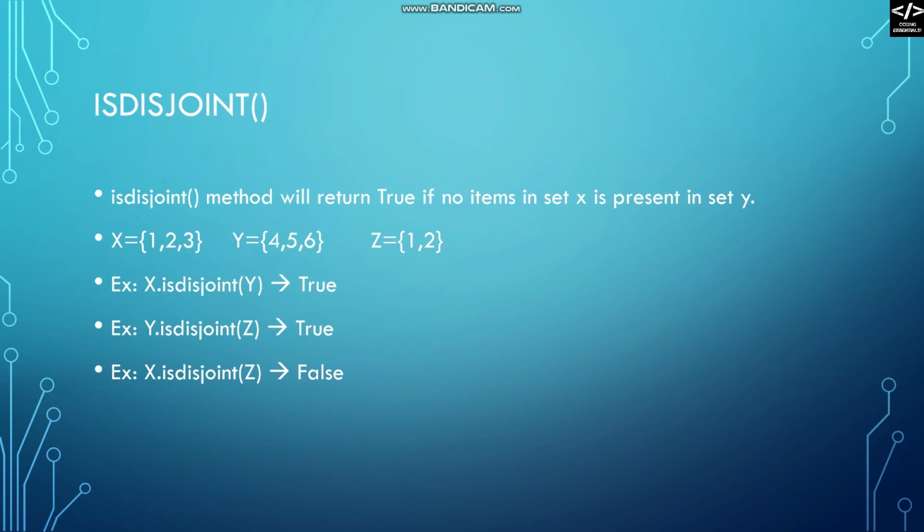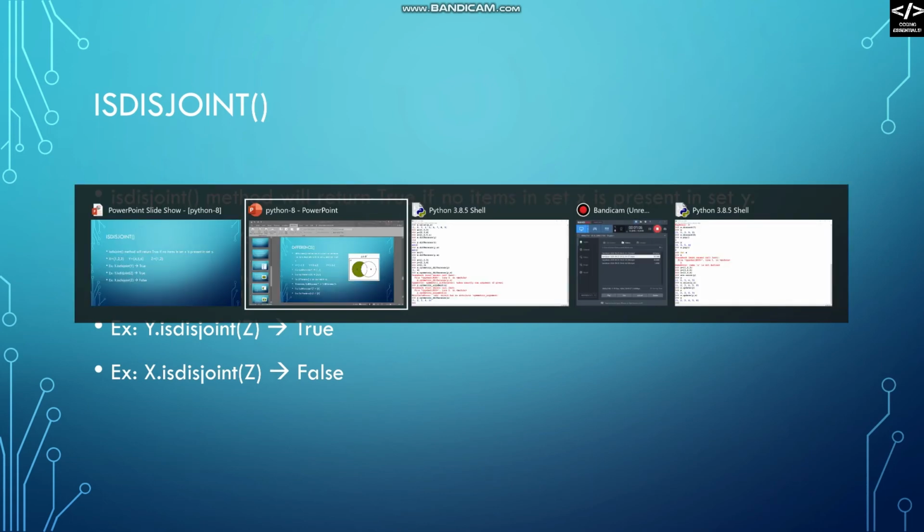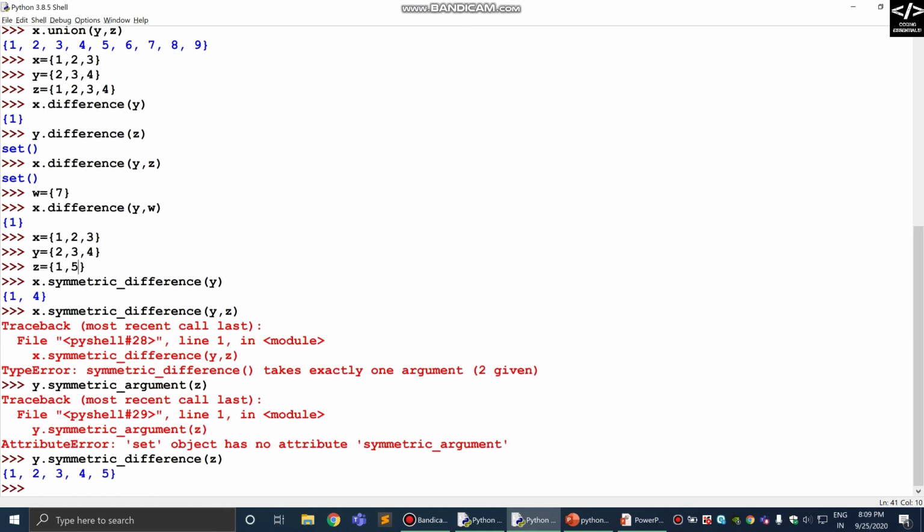Moving on to is disjoint. The isdisjoint method will return true if no items in set X are present in set Y. For example, if there is no element common in two sets, then it will print true. Let's see the example in the shell.